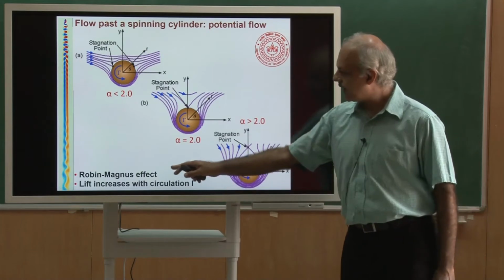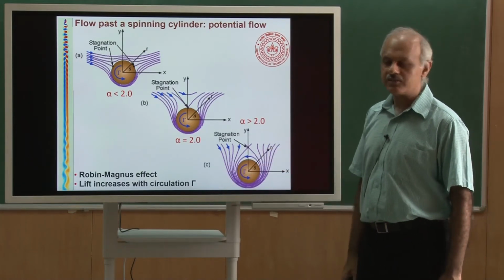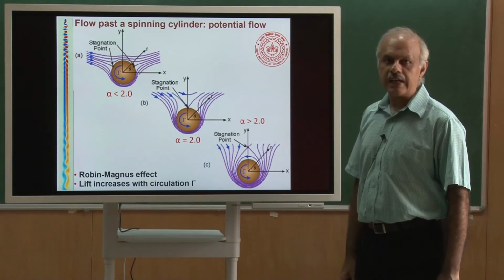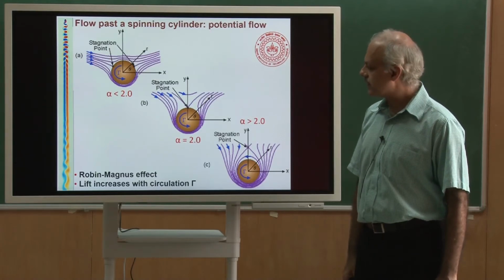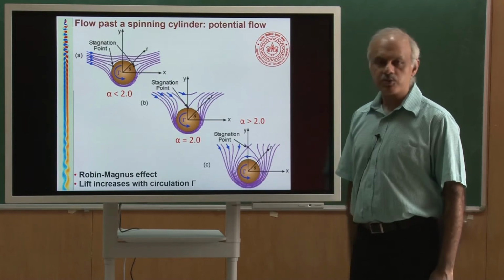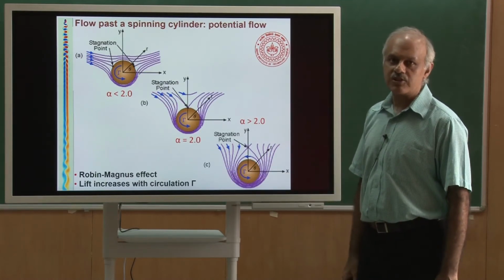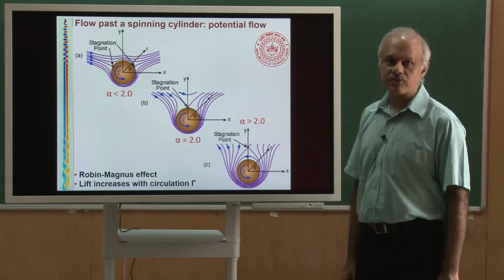So, this is called the Robbins-Magnus effect, as we just discussed, and the lift is rho u times gamma, where gamma is the circulation. So, lift is directly proportional to circulation. If you increase the circulation, the lift also increases. So, that is the potential flow.